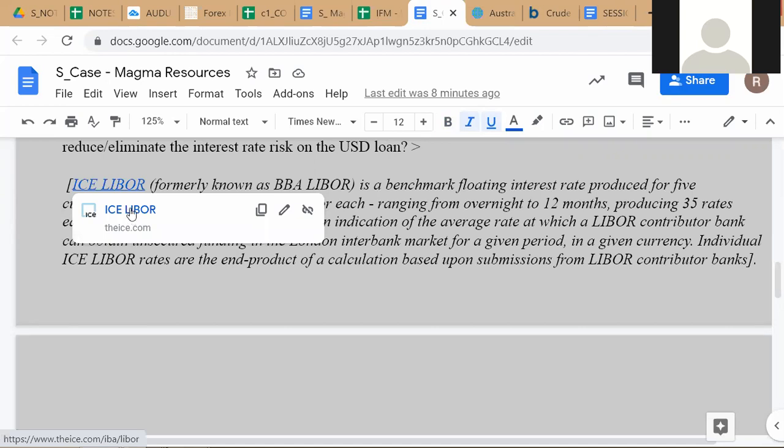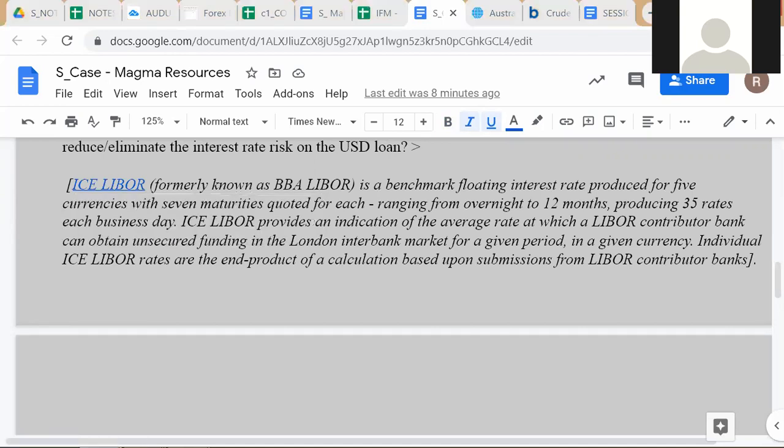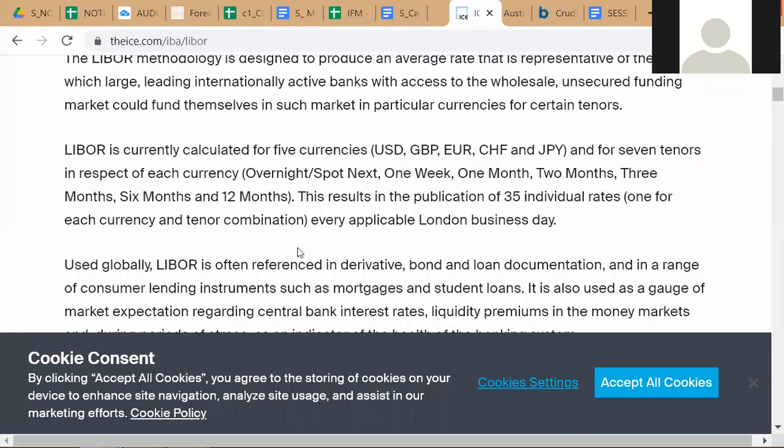Okay, go and read up on LIBOR, what is going on. Let me just give you this information here. LIBOR, they dropped some of the currencies. The Australian dollar, Canadian dollar, these were all dropped. So now they're doing LIBOR calculation for 5 currencies and 7 tenors.